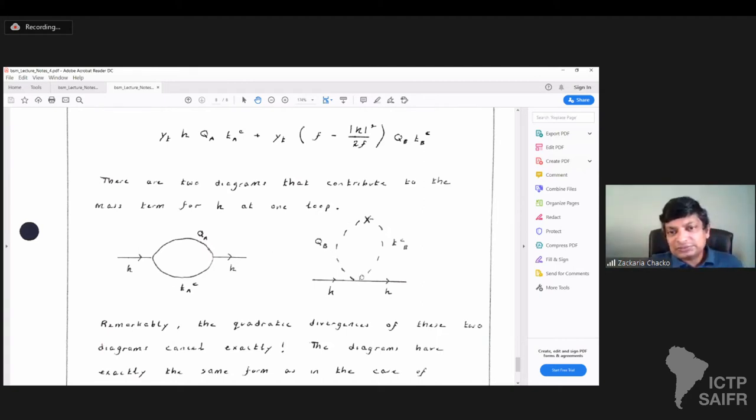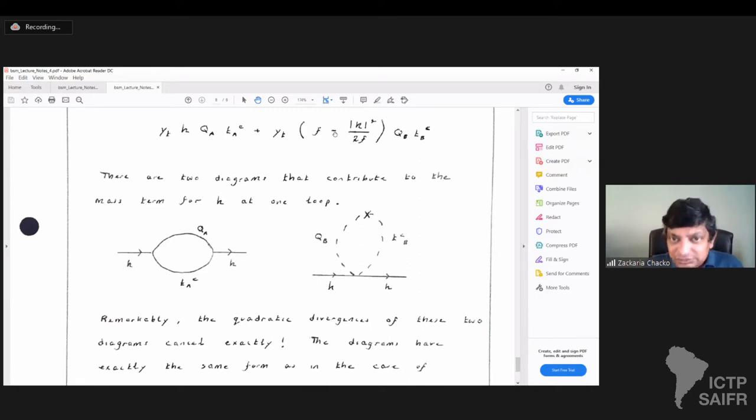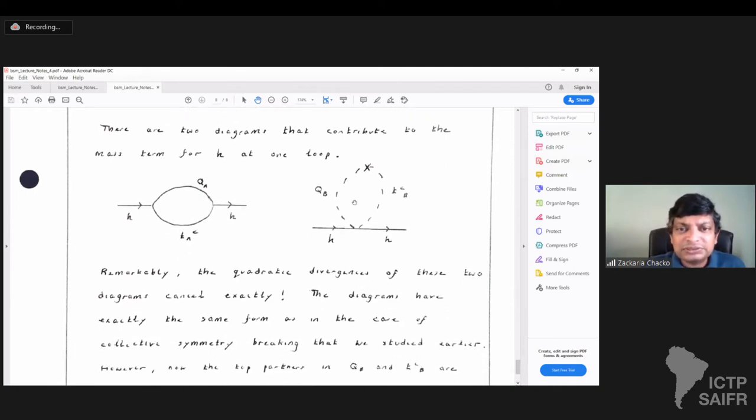But now you get this diagram that makes use of this non-renormalizable vertex, which is proportional to the top Yukawa, and this chirality flip, which is also proportional to the top Yukawa. So this diagram scales like y_t squared, and this minus sign comes through. This factor of two is taken care of by a symmetry factor, and so the quadratic divergences in these two diagrams cancel exactly. If you go back and look at our collective symmetry breaking, the diagrams have exactly the same form. The vertices are the same, and the diagrams look the same.